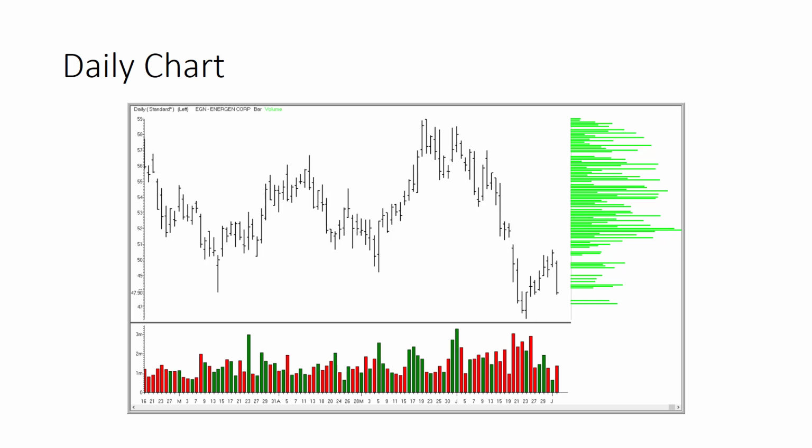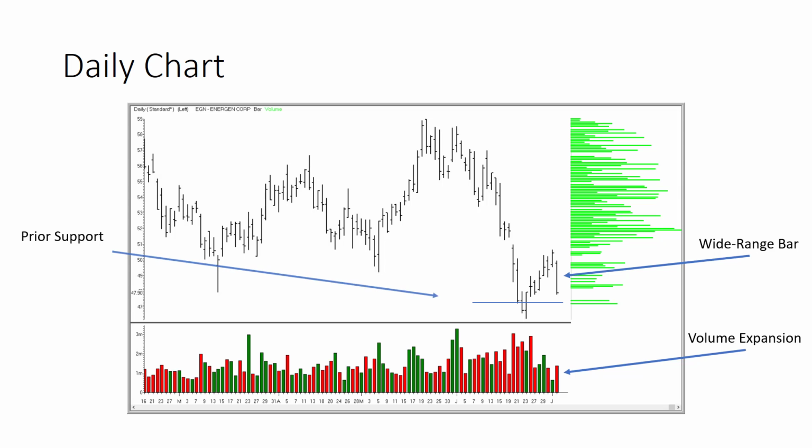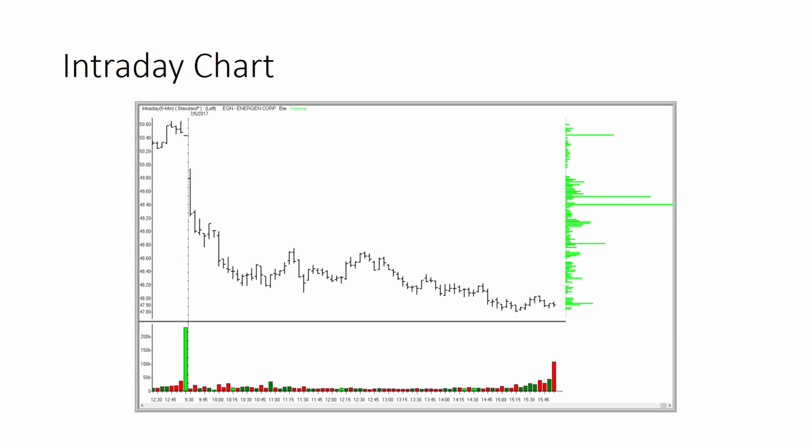But here it is. Here's EGN. This is Energen, and what we see here on the daily chart, big wide range bar, nice expansion of volume. We've got prior support right down here. Gives us a very easy setup in terms of figuring out what we're going to do with our trading plan. Now we look at the intraday chart.